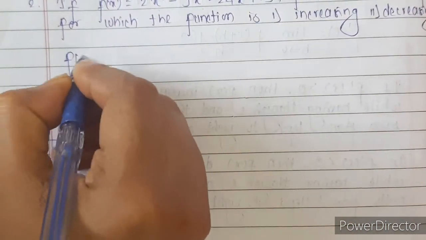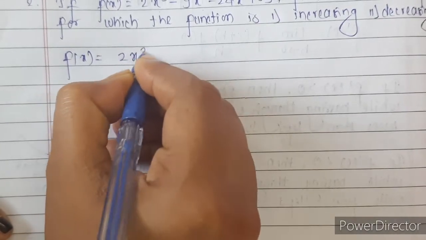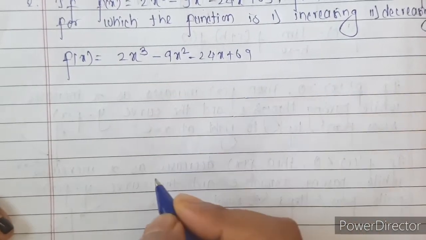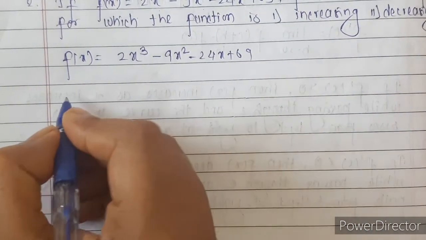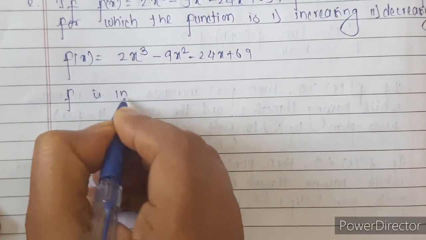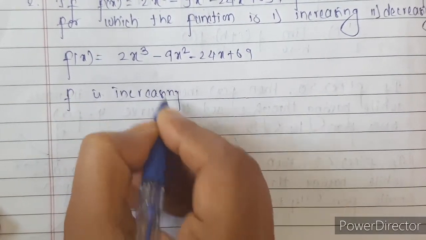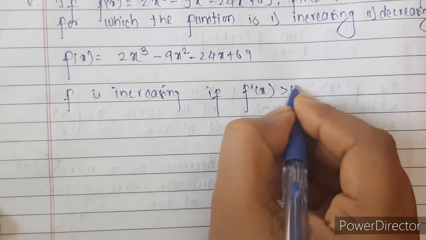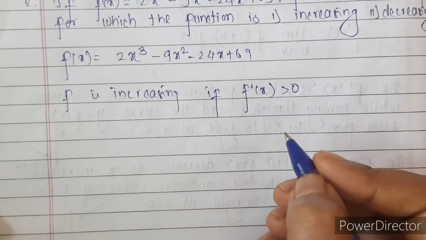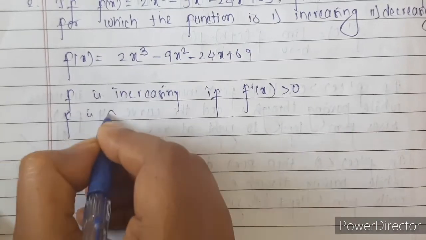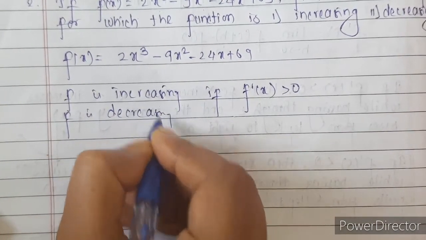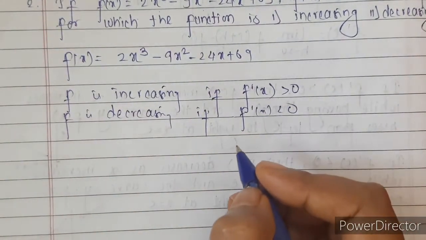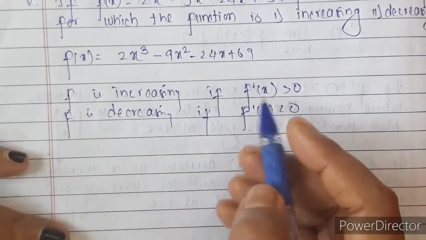Okay. So what is the function given? f of x is given as 2x cube minus 9x square minus 24x plus 69. Okay. So when is a function increasing? f is increasing if the derivative of f is greater than 0 at that particular x. Okay. And f is decreasing if the derivative of f is less than 0 for that particular x. Let's find for which values it is going to be increasing.